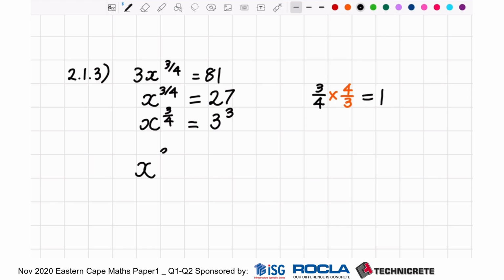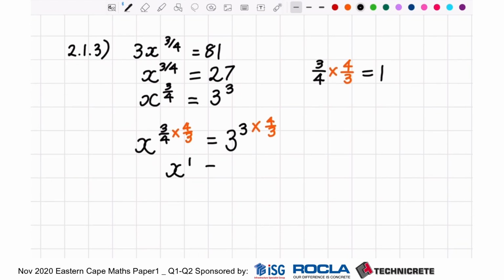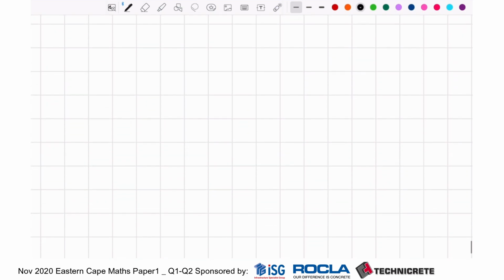So I'm going to have x to the 3 over 4. And I'm going to multiply the exponent by 4 over 3 so that it cancels to 1. And then I'm going to have 3, and it was raised to 3, and now I'm going to have it multiplied by 4 over 3, because what I do to one side, I must do to the other. So on the left-hand side, I'm left with x to the power of 1, which is just x. And then I've got 3 being raised to this product, 3 times 4 over 3. These 3's are going to cancel, and so I'm just left with the 4 in the numerator, and 4 over 1 is 4. So this exponent here is now a 4. So I've just got 3 to the 4, which is equal to 81. And so my final answer is that x is equal to 81. Okay, moving on to part 2.